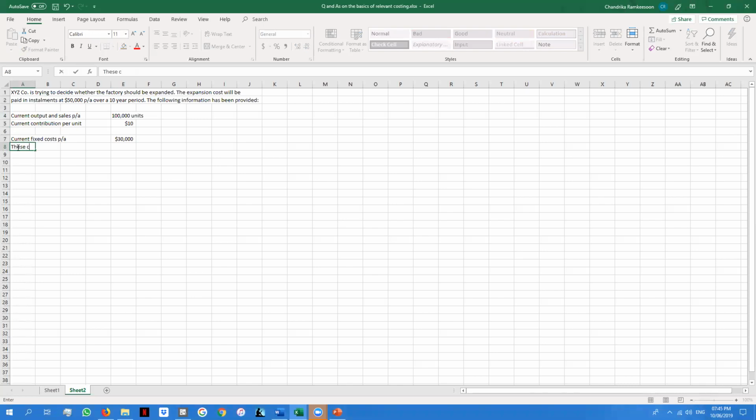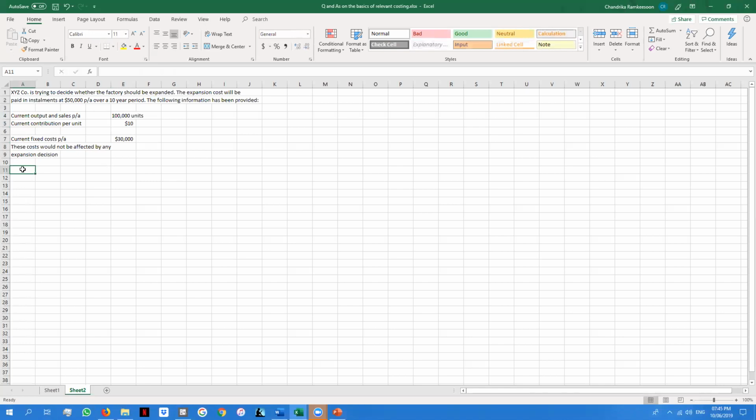These costs, okay, would not be affected by any expansion decision, which is another way of saying that the fixed cost will not change as a result of any expansion decision. Now, so this is the existing situation. This is what exists right now.